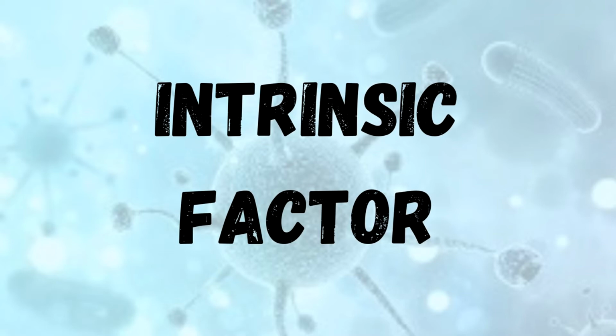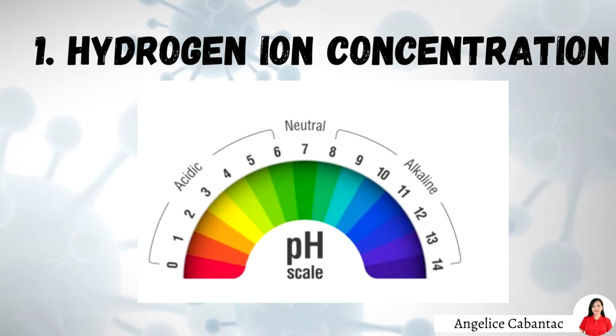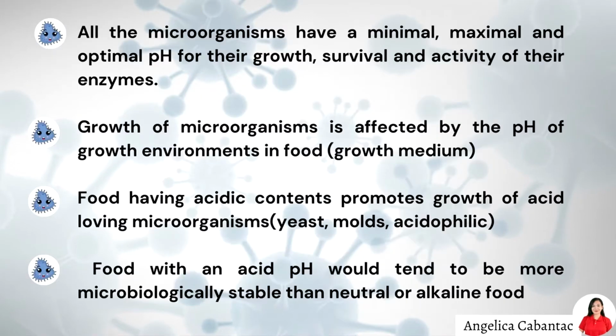These are parameters present in the substrates or food in which microorganisms are growing. First is the pH, or if you want to sound intellectual, the hydrogen ion concentration. All organisms have a minimal, maximal, and optimal pH for their growth, survival, and activity of their enzymes. Growth of microorganisms is affected by the pH of the growth medium, resulting in effects on a large number of enzymes responsible for metabolism and growth.